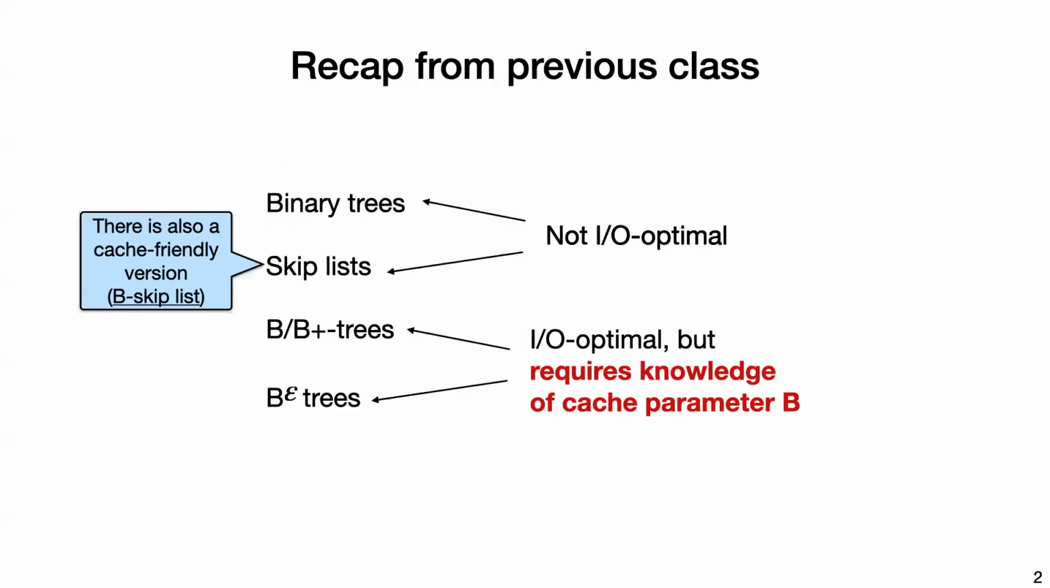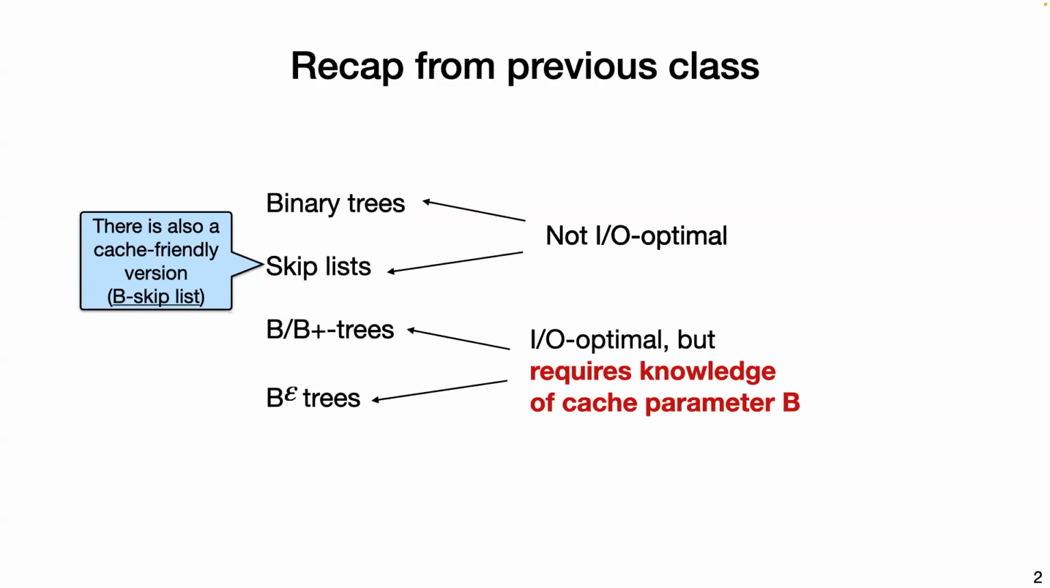So today we're gonna do more data structures. Last class, we talked about binary trees and skip lists, which are classical data structures in the RAM model. Binary trees like self-balancing AVL trees, and skip lists are these probabilistic data structures. And these are not IO optimal.